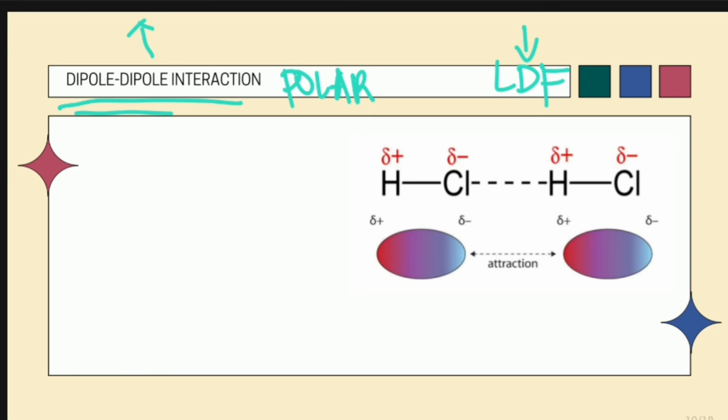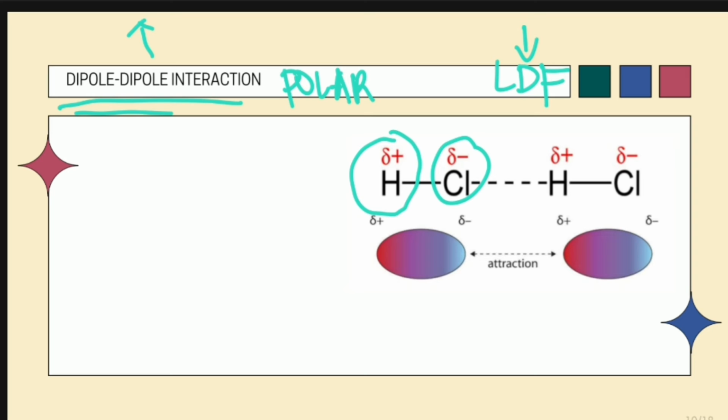Let's have hydrochloric acid as an example. So, in our previous lesson, we determined that hydrochloric acid is actually a polar molecule. So, paano siya naging polar? Kasi meron siyang dipole. Kung makikita nyo, the H side or the hydrogen side is partially positive while the chlorine side is partially negative. So, meron siyang dipole and it is a polar. Meron siyang permanent na dipole, it is a polar.